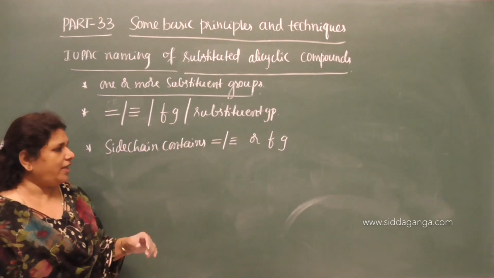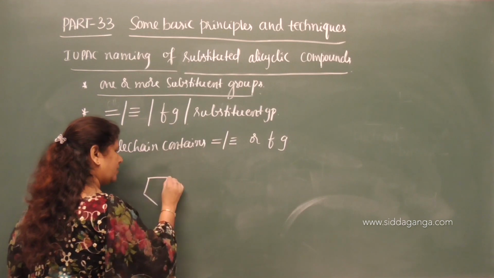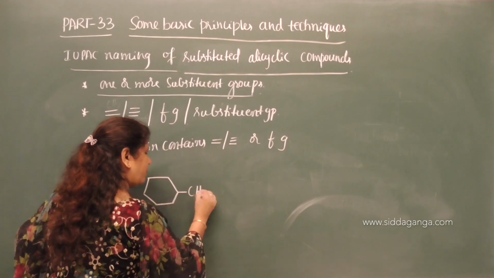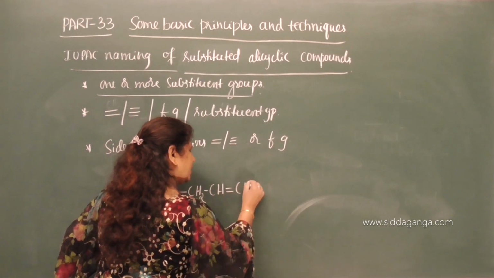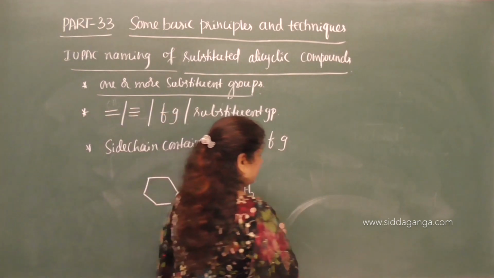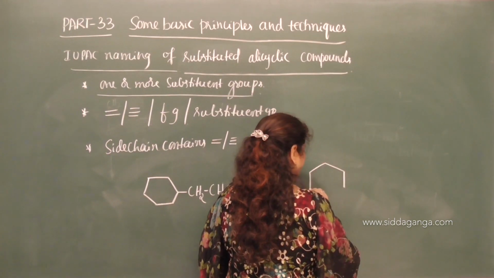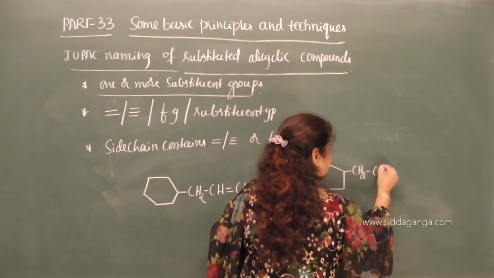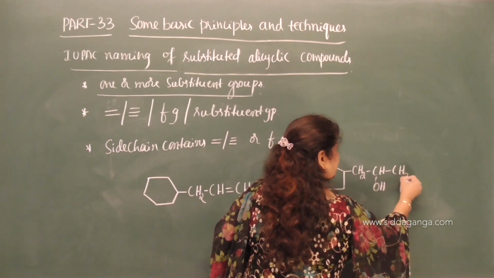Now let me give the example for this. This is the compound, and here we have CH2, CH double bond CH2. Okay. Now one more compound, CH2, CHOH, CH3.